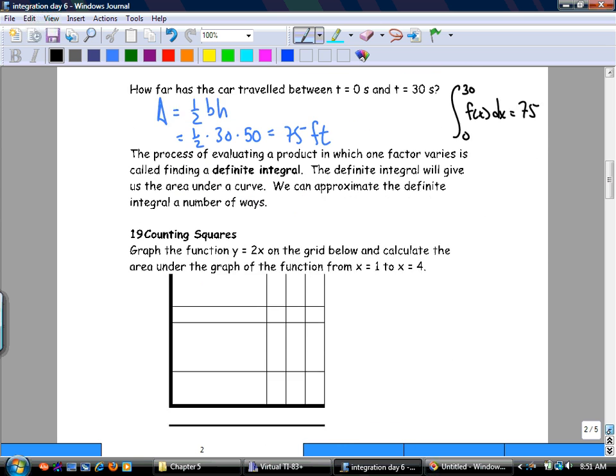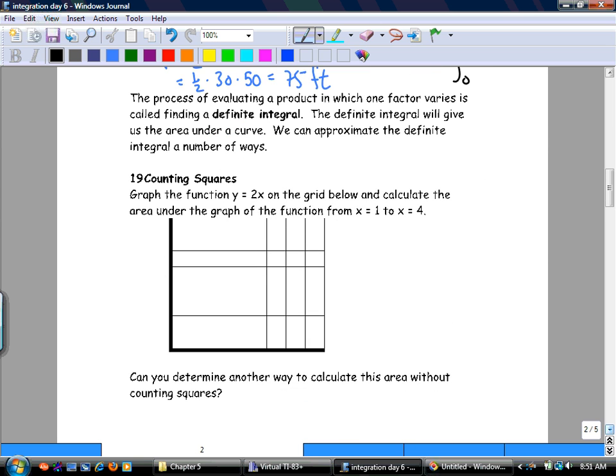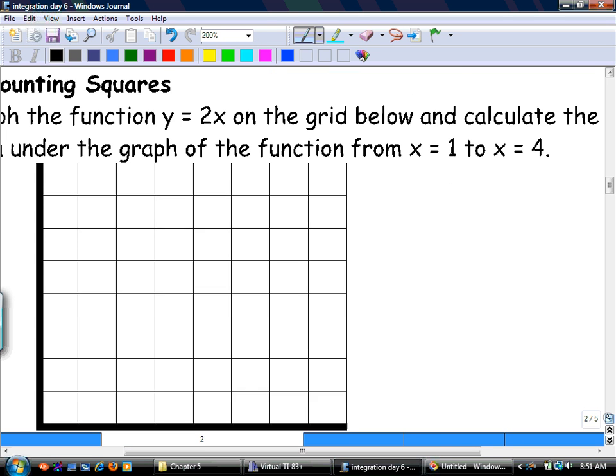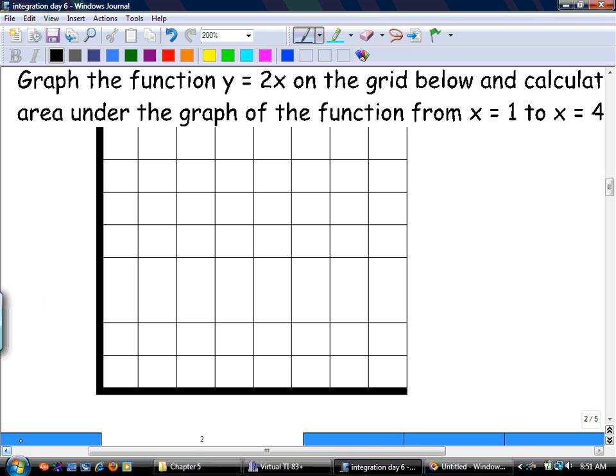So, graph the area y equals 2x on the grid below and calculate the area by counting squares. So yeah, we're in Math 8. Y equals 2x, so it goes through the curve 1, 2, 2, 4, 3, 6, 4, 8. Oops, I can't draw.